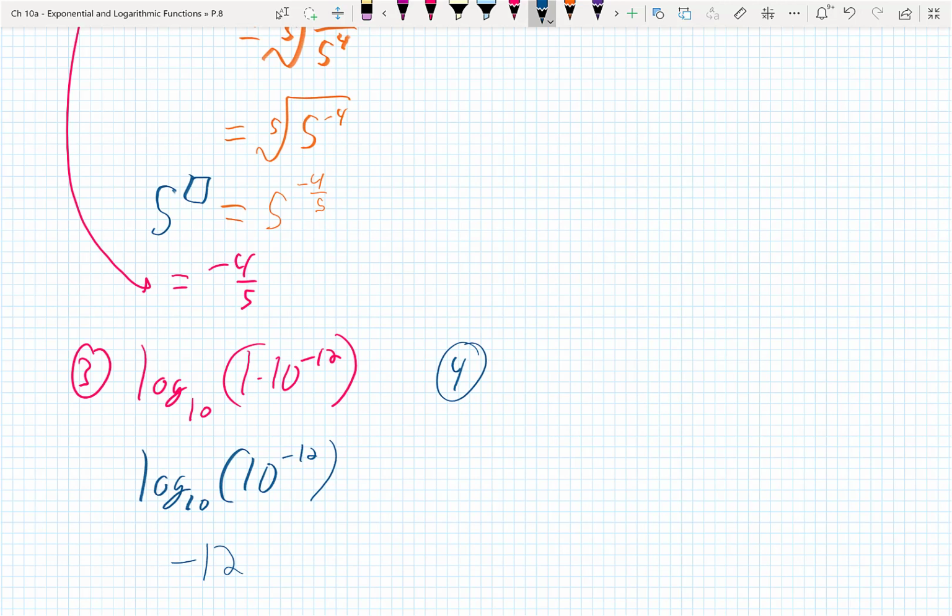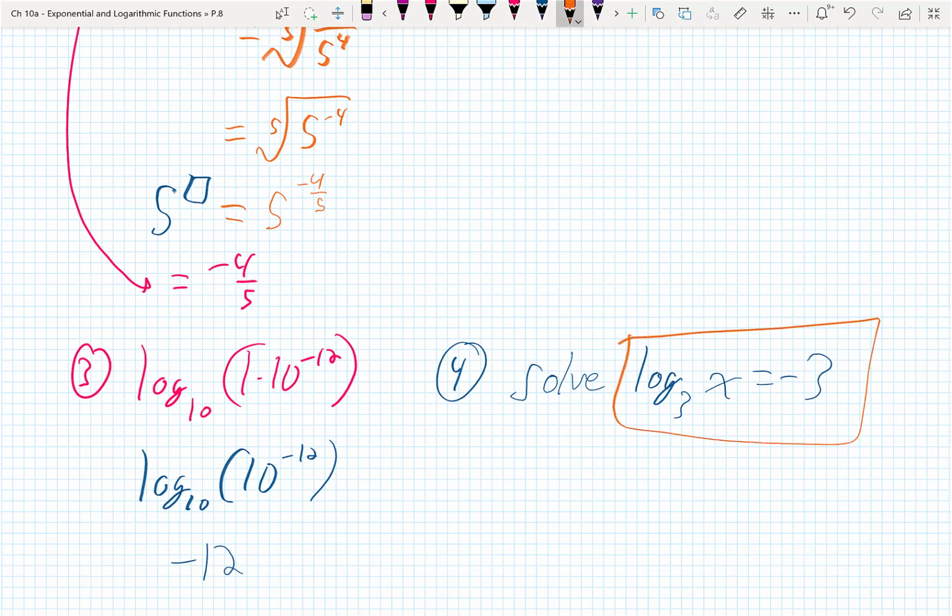Number 4. Because I wanted to keep this up for people writing on that. Solve the log base 3 of x equals negative 3. A strategy you will have when you have an equality like this is to change the form. Go back up just a little bit to where we did the logarithmic form versus the exponential form, and just rewrite the numbers.